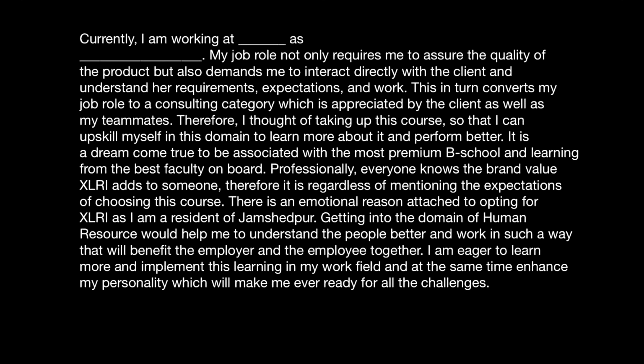Mine is really short, like very, very small SOP. Okay, but I believe I got selected, so they liked it. So I was just telling that currently I'm working in so place and so job, and this was a kind of a small description about what I was working in, what was my job role, that I am not only required to assure the quality but also whatever demands come in the way, and I directly interact with the client, and this is how my work is. Okay, so this was just a description. This is just JD. Okay, this is job description.